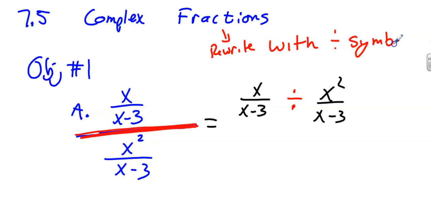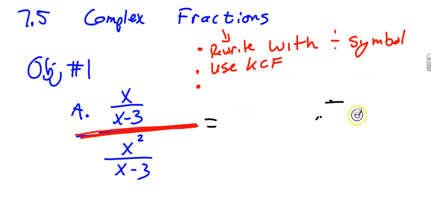So rewrite it with your division symbol. And then use keep, change, flip it to make it into a multiplication problem. And then once you've done that, then you factor and cancel. I should have done a better job of getting this in here. So let me go back and do that. Squeezed it in too tight there.